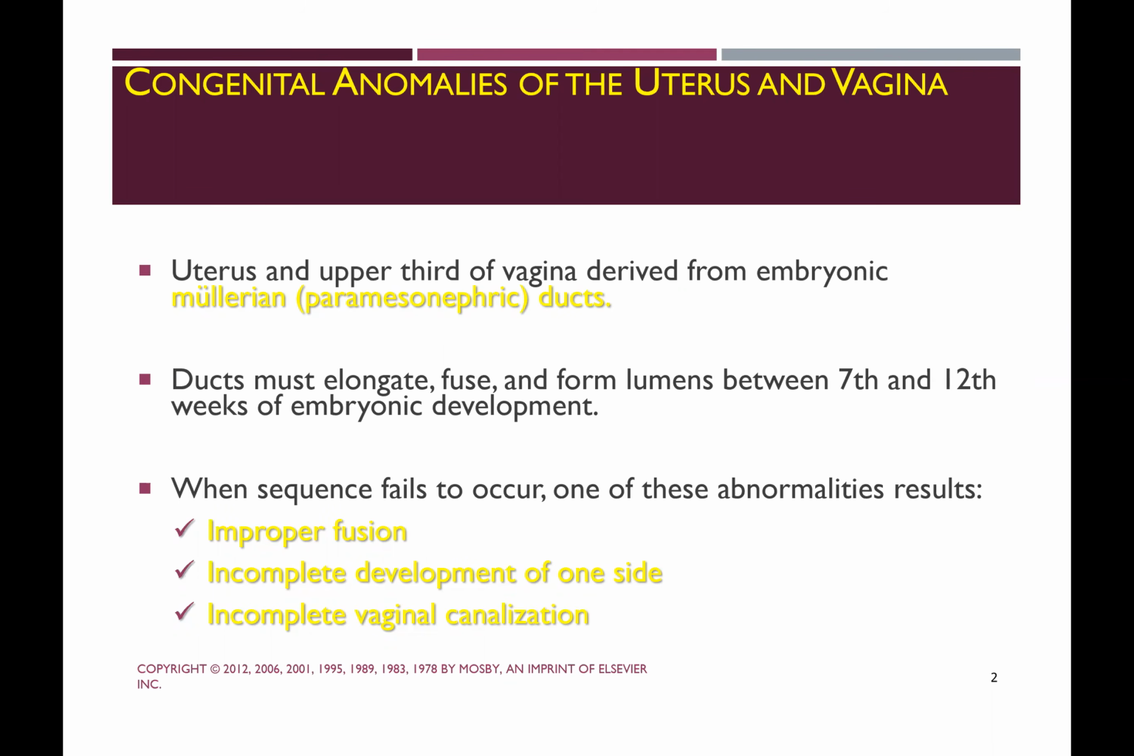The uterus itself and the upper third of the vagina are derived from embryonic mullerian ducts. And these ducts must elongate, fuse, and form between the 7th and 12th weeks of embryonic development. So they develop in the first trimester around 2 months in. When this sequence fails to occur, one of the abnormalities results in improper fusion, incomplete development of one side of the uterus and vagina, or incomplete vaginal canalization, which is the imperforate hymen.